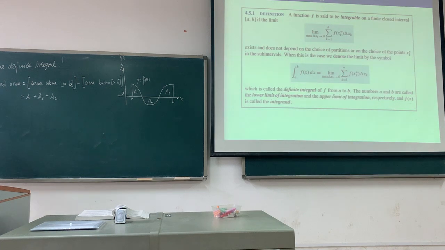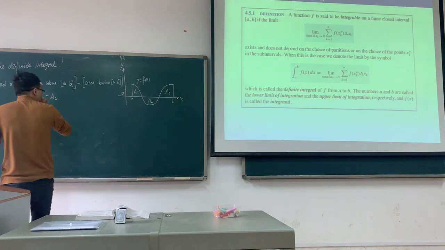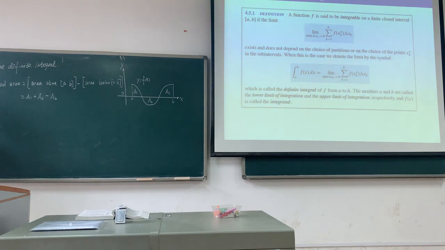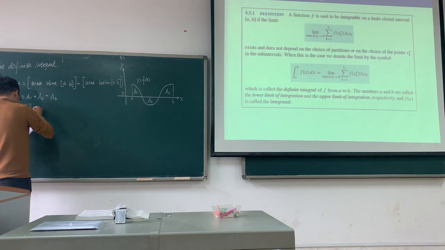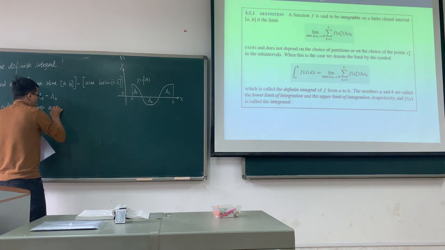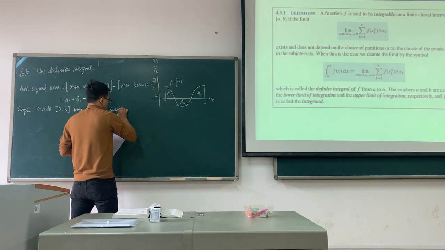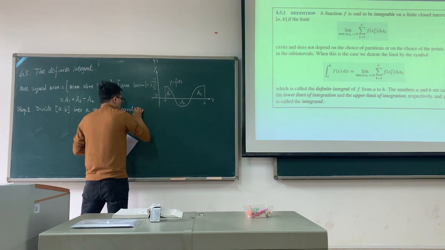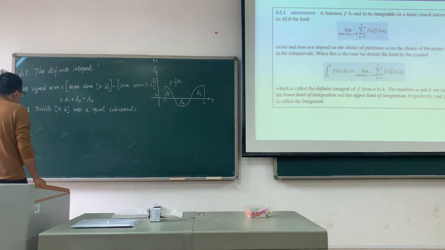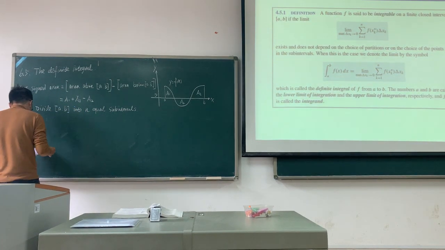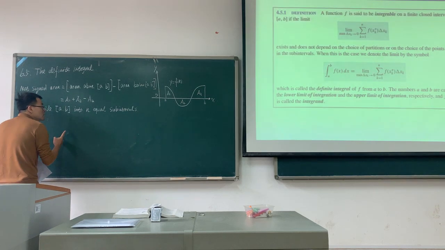Now we introduce how to find the area. There are 3 steps. The first step is to divide AB into n equal subintervals. So here we can mark some points.